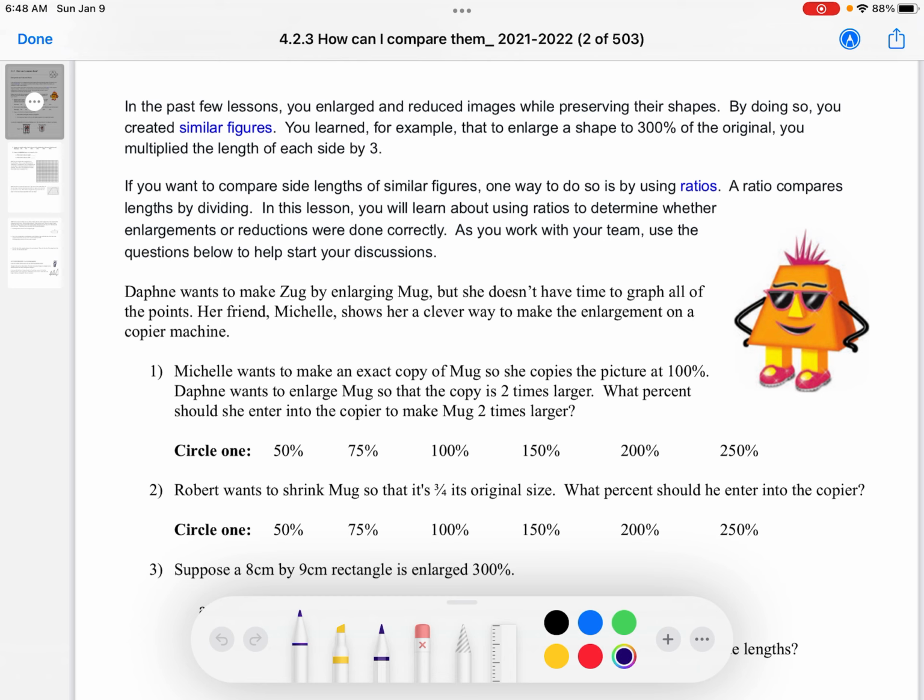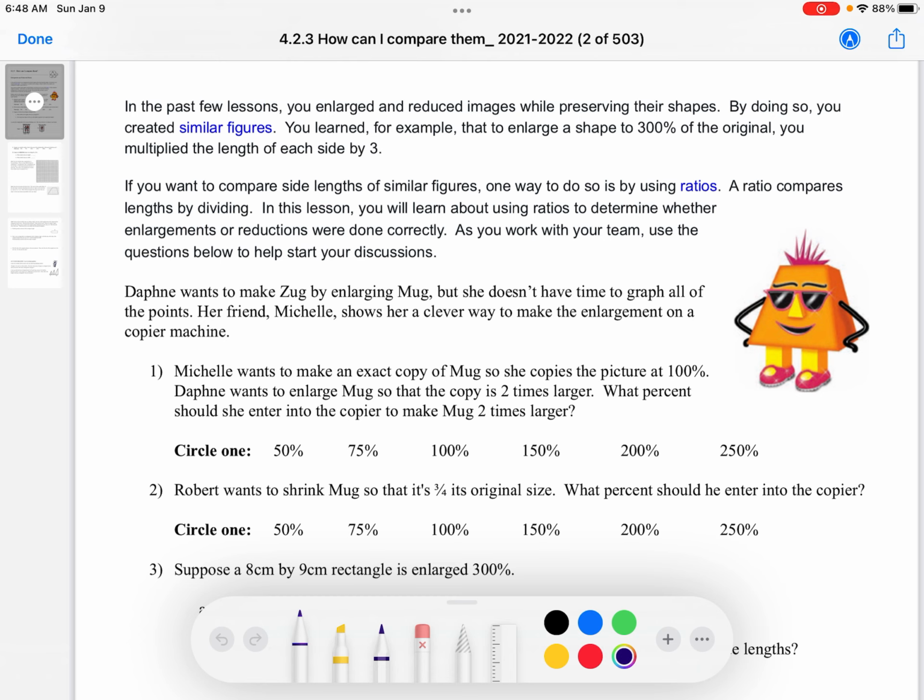If you want to compare side lengths of similar figures, one way to do that is using ratios. A ratio compares lengths by dividing. In this lesson, you'll learn about using ratios to determine whether enlargements or reductions were done correctly. As you work with your team, use the questions below to help start your discussions.